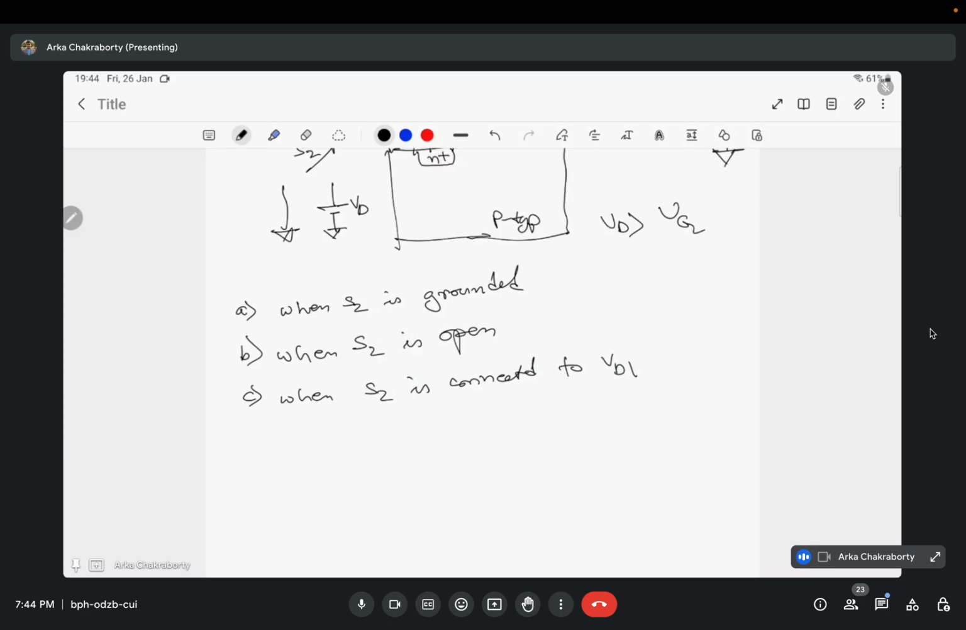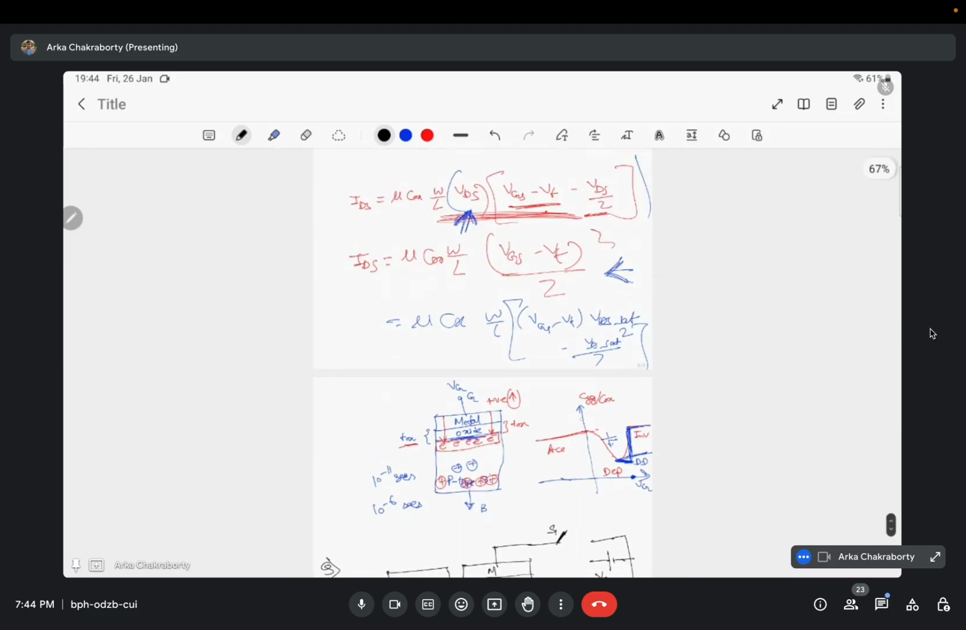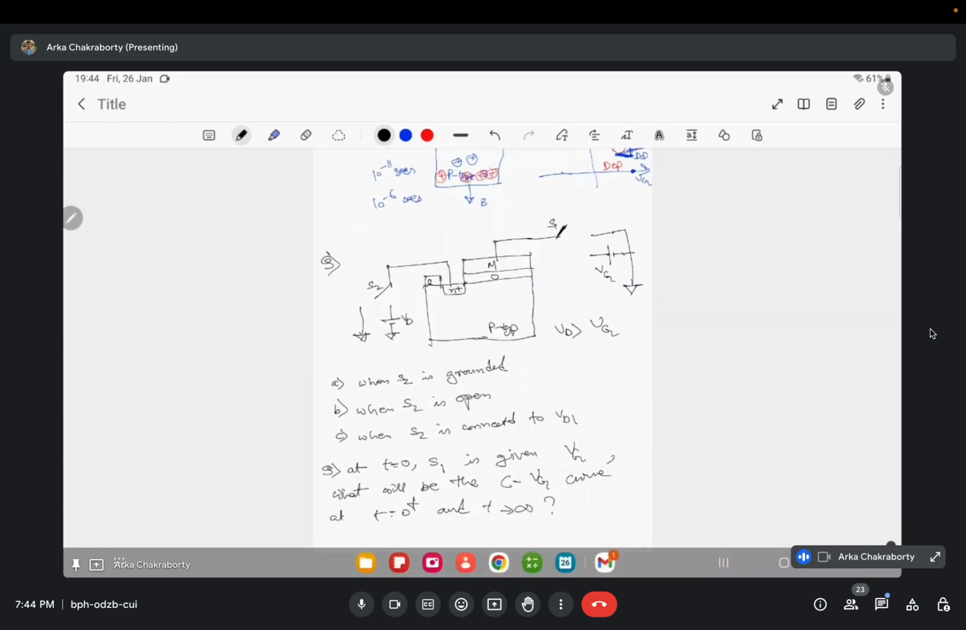Okay, so the question is, at t equals 0, switch 1 is thrown from ground to VG. What will be the capacitance versus voltage curve at t equals 0 plus and at t tends to infinity? It will come from this curve. I am asking you to plot this curve in these three different conditions.